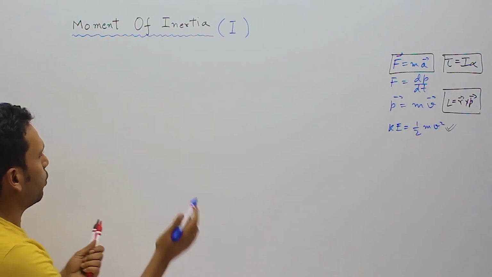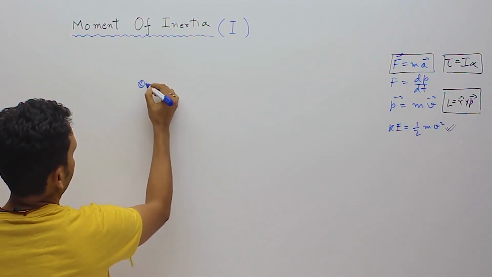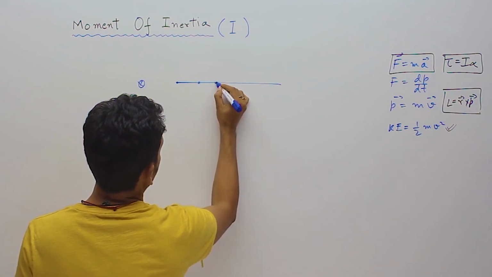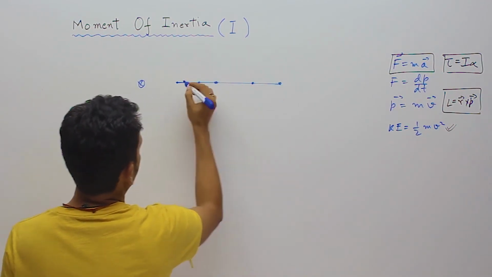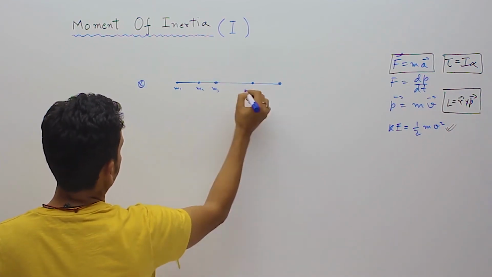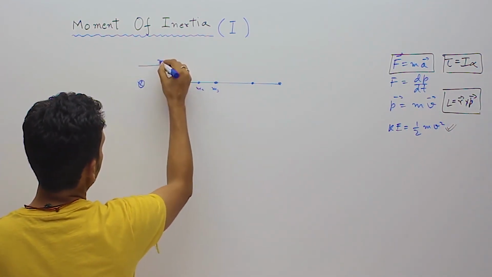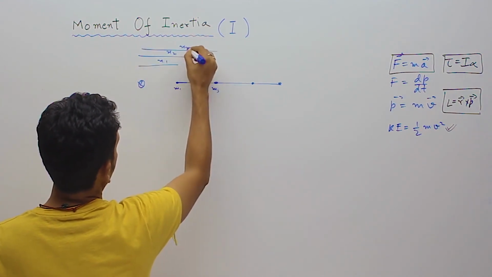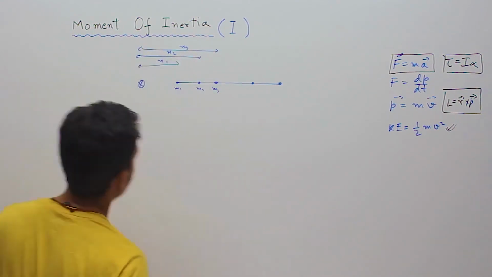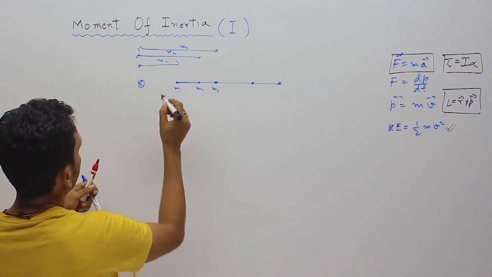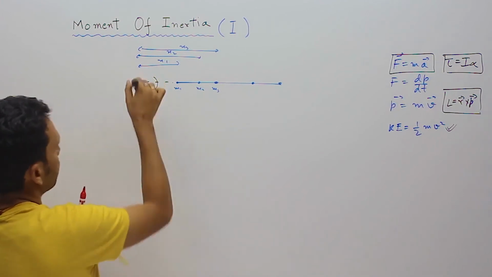By mistake I rubbed off the whole board, but the situation is the same. There is a body with several masses on it, m1, m2, m3, at distances of x1, x2, x3, and this is rotating about a certain axis here.